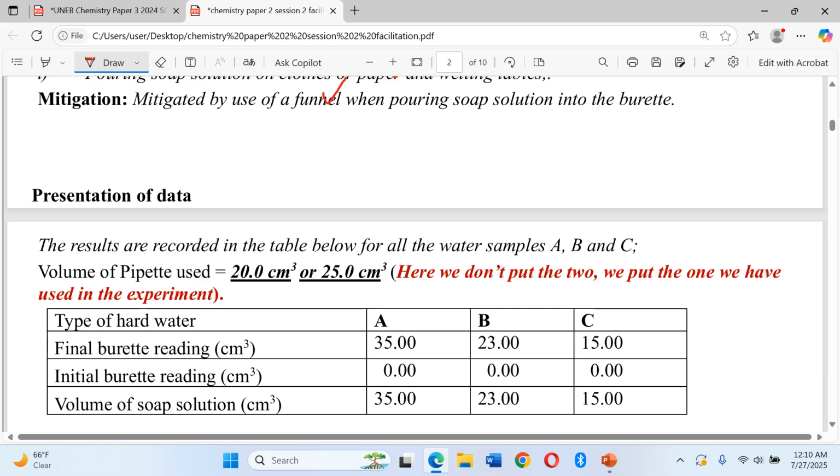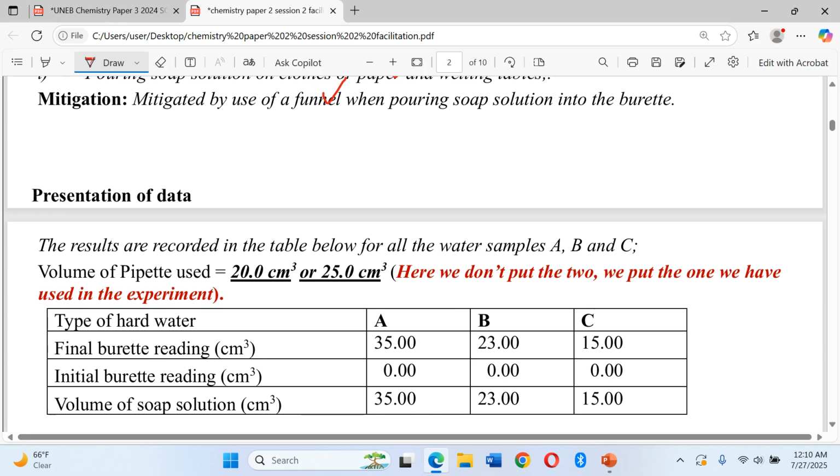But also you can have another risk: breakage, not blockage, breakage of the conical flask. How can we mitigate that? By handling the conical flask carefully. Okay, we go to presentation of data.